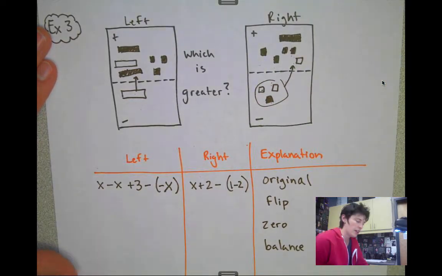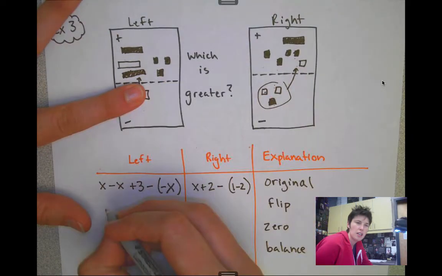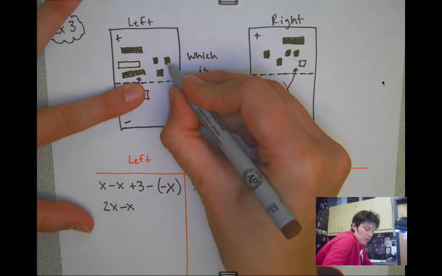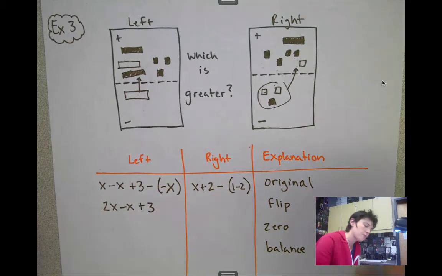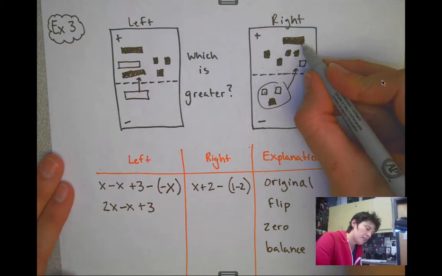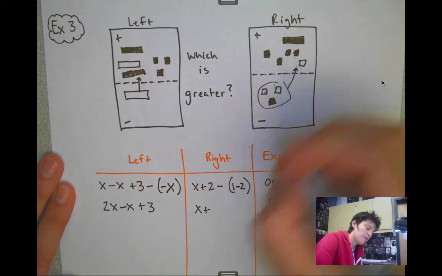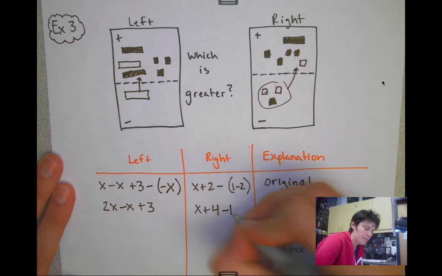Okay, so then we write out, with these being gone, we now have 2 x's and a negative x. And we have 3 units plus 3. So that's the left. On the right, we now have an x tile. Plus we have 4 units. And then we have that minus 1 tile, so minus 1.